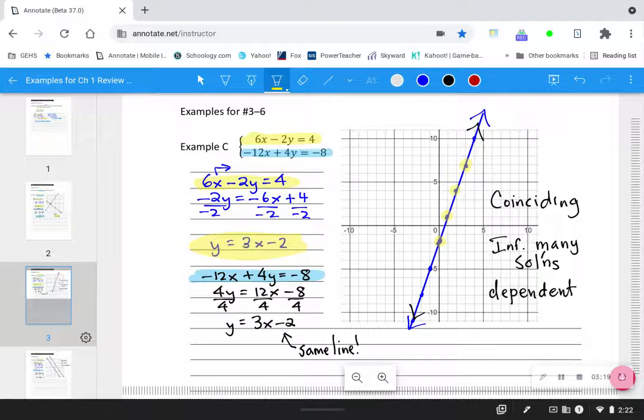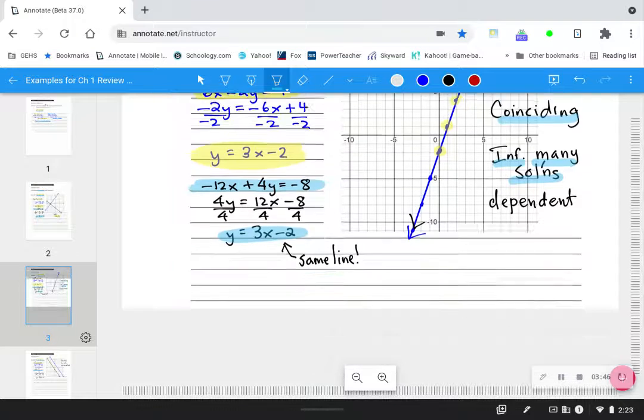And then I did the work on the second equation. It's highlighted in blue here, and it yields the same line as we just got. So what we have is really just one line twice in the same spot. When one line is on top of the other, we say that they're coinciding, and there's an infinite number of places where those two lines intersect, so there are infinitely many solutions, and this situation is called a dependent system.